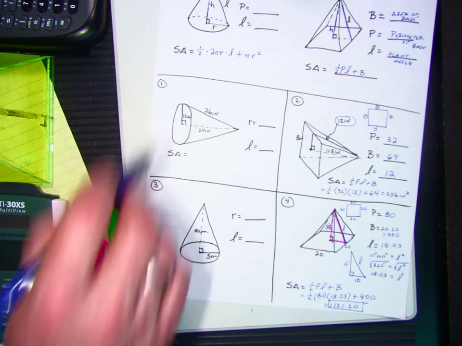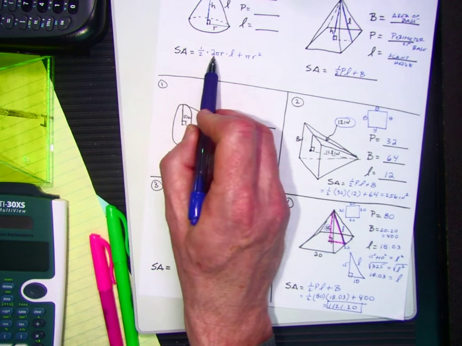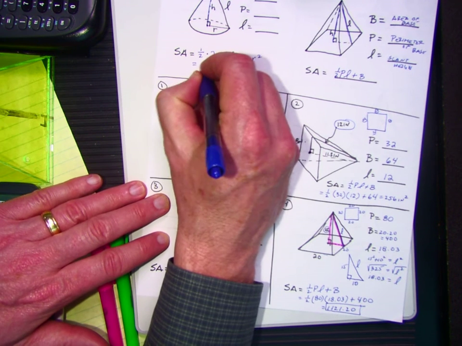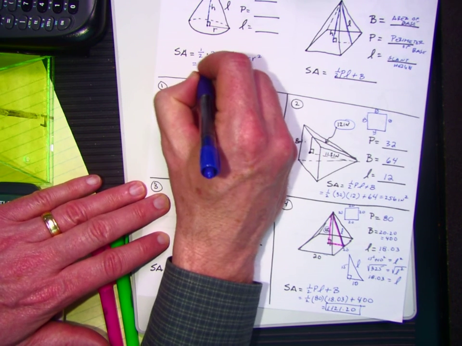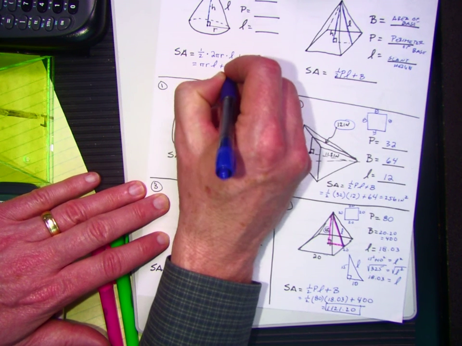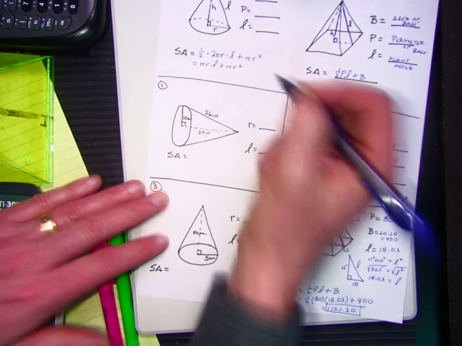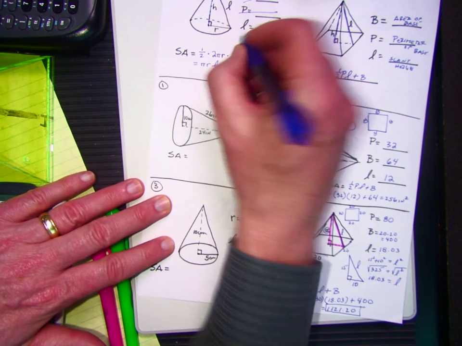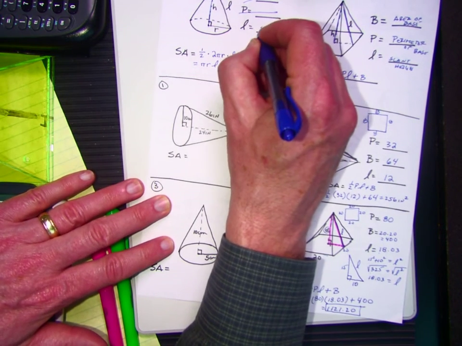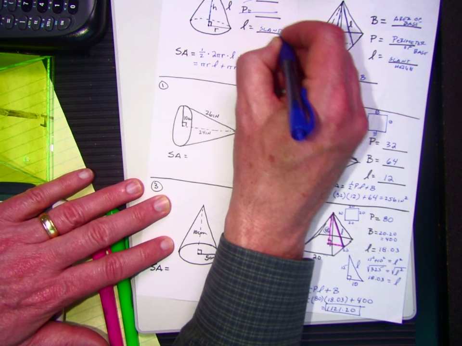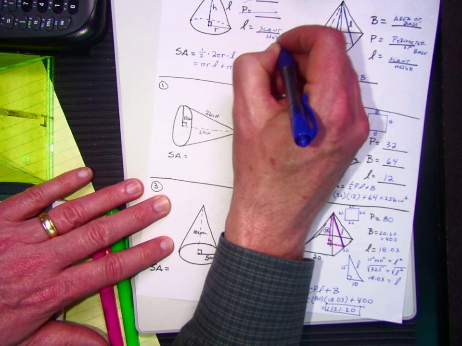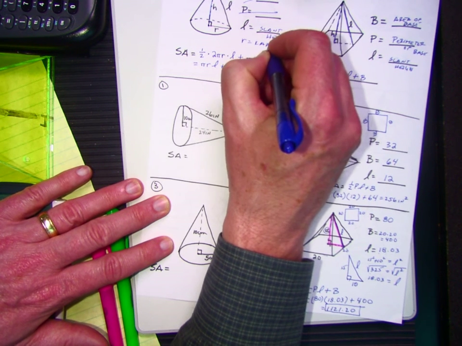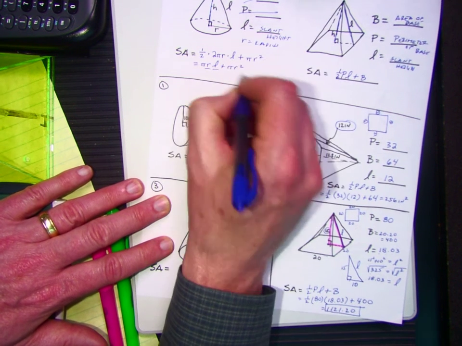And what is half times 2? Well, those are actually reciprocals of each other, so it's really going to become pi rl plus pi r squared. So really the only two inputs you have to find on a cone are the slant height and the radius. Those are your only two inputs in the formula.